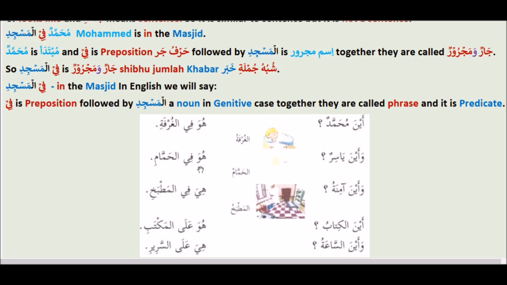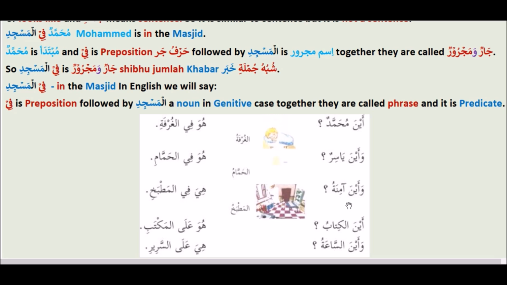Wa aina Yasirun, and where is Yasir? Huwa fil hammami, he is in the bathroom. Huwa mubtada, fi harfu jar, al-hammami is majroor. So together fi al-hammami is jarun majroorun shibhu jumla khabar, and this becomes a jumla ismiya because mubtada and khabar are the parts of jumla ismiya.